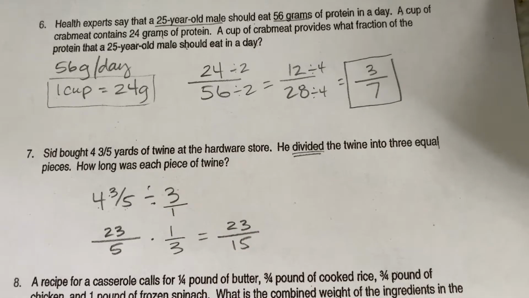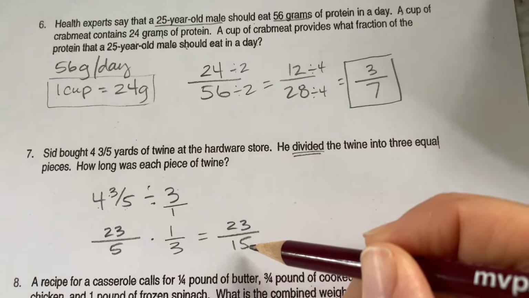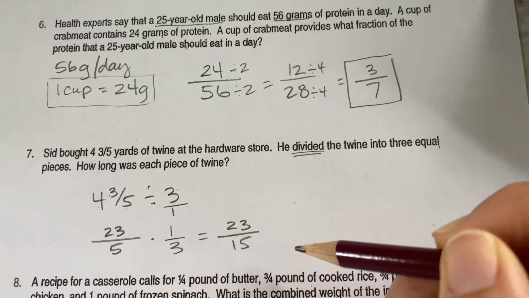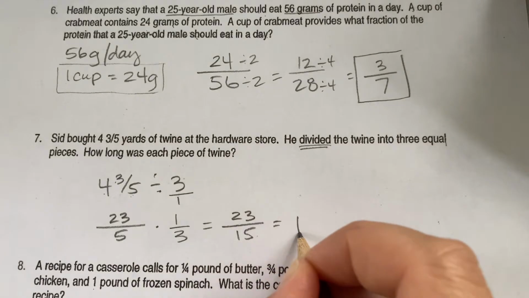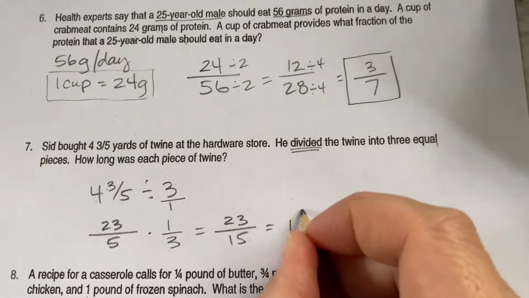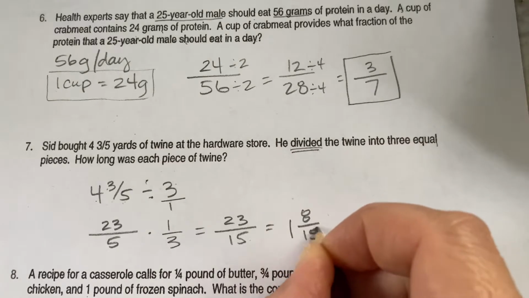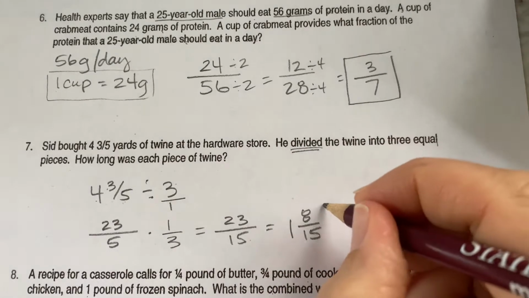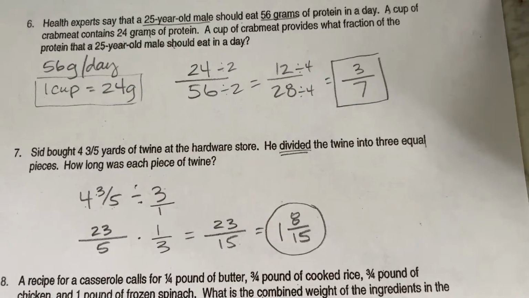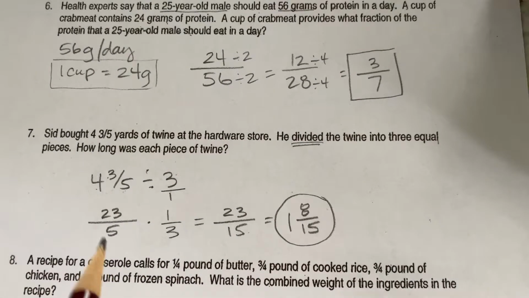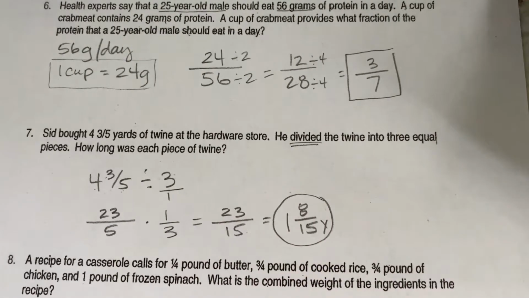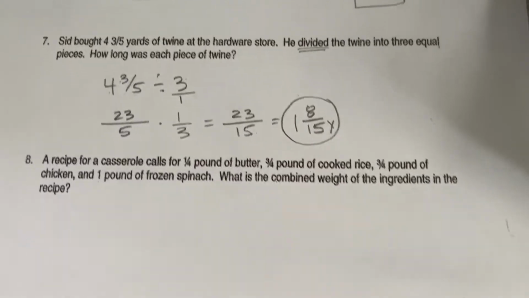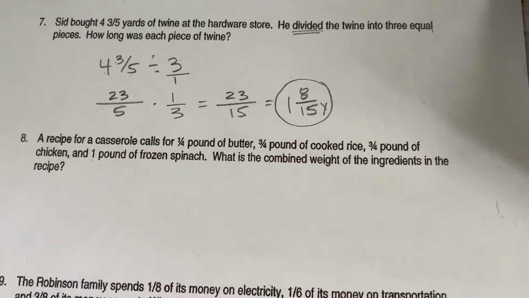And then most of the time the AFCT is probably going to ask you to put these improper into a mixed number format. So you would just change this. 15 goes into 23 one time. There is 8 left over, and denominator stays the same. And that can't be reduced any further. So your final answer would be 1 8/15. So each piece of twine is going to be 1 8/15 yard long. All right, go ahead and try number 8.